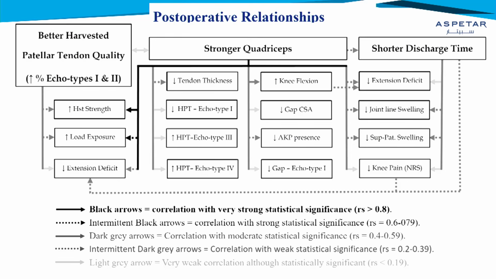And in terms of relationships, there were different relationships of different strengths. For the tendon, better harvest patellar tendon quality, meaning increased echotypes 1 and 2, was associated with higher hamstring strength, which in my mind can only be that, okay, he has a nice knee flexion going on, and then he is able to stretch this tendon more, breaking my head to understand. Increased load exposure, and then reduced extension deficit.